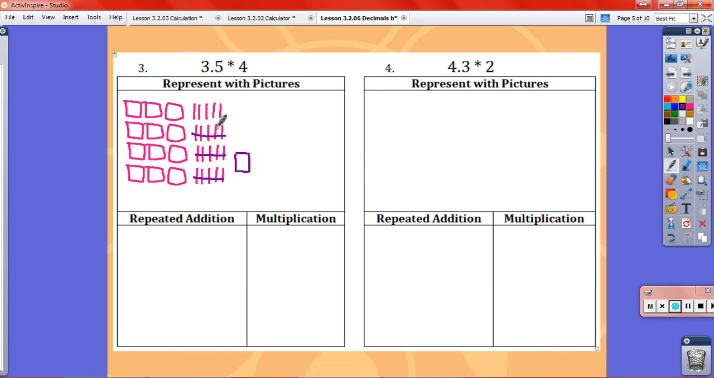1, 2, 3, 4, 5, 6, 7, 8, 9, 10. I replace that with a whole. Now I can count my wholes. I have 1, 2, 3, 4, 5, 6, 7, 8, 9, 10, 11, 12, 13, 14 wholes. And no more tenths. I cross them all out.